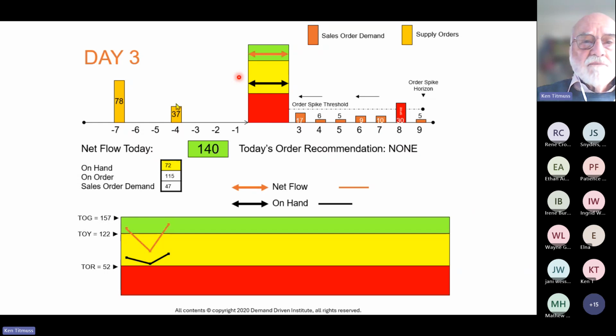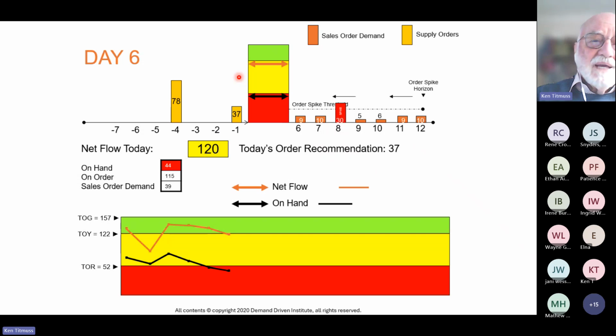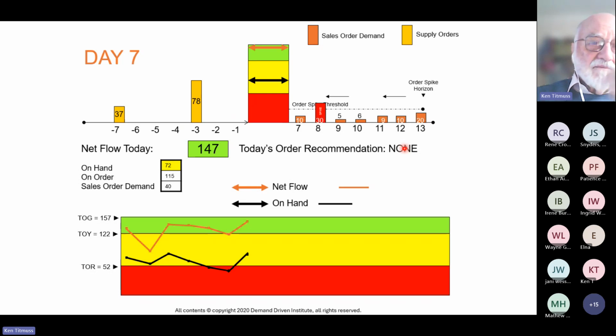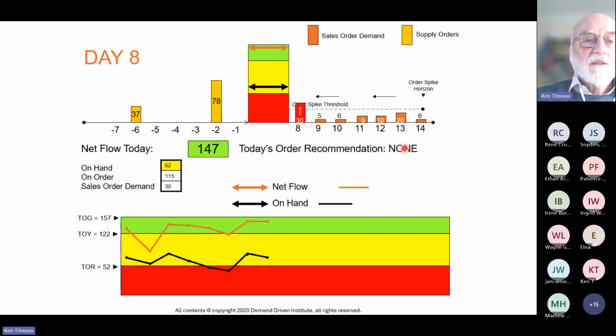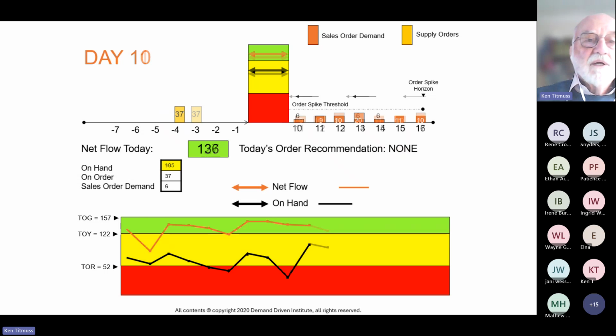And we haven't got too much time to go through this, so I'm going to go through fairly quickly. But on a daily basis, we're calculating whether we need to order. On day 5, we don't need to order anything, okay? Day 6, I've got an order recommendation for 37 because my net flow went into the yellow. Net flow's gone back up to the green again, so on day 7, we don't need to order anything. Day 8, day 9, day 10, the same, and the same in day 11.